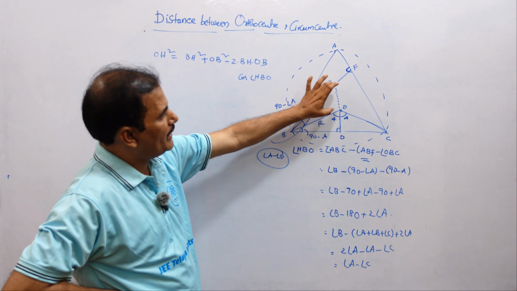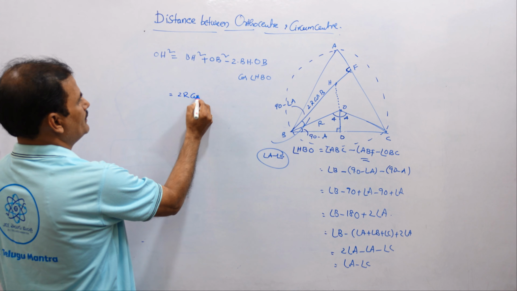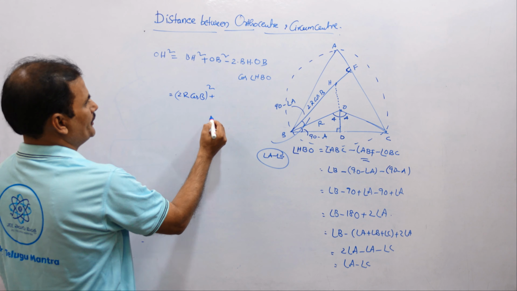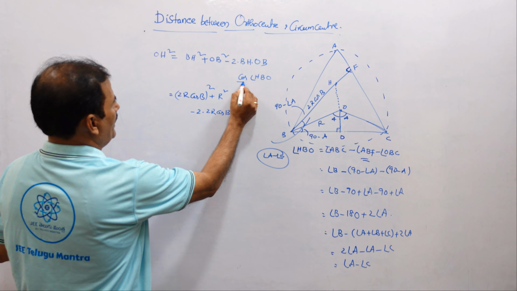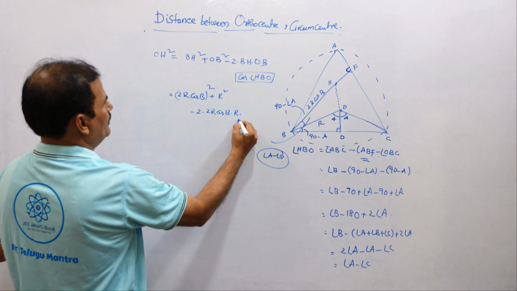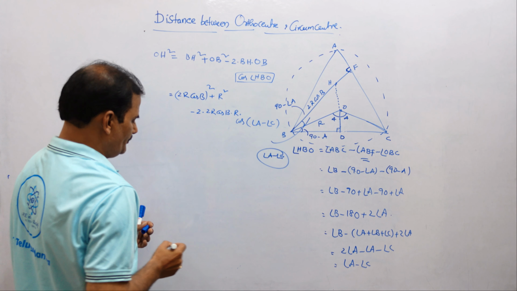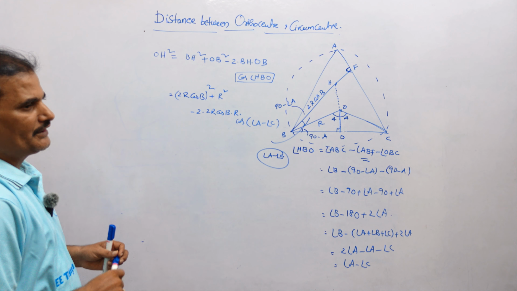Now what is BH square? BH is equal to 2R cos B, so (2R cos B) whole square. OB is R, so OH square is equal to (2R cos B) square plus R square minus 2 into 2R cos B into R cos HBO. What is HBO? Angle A minus angle C. Very important here.